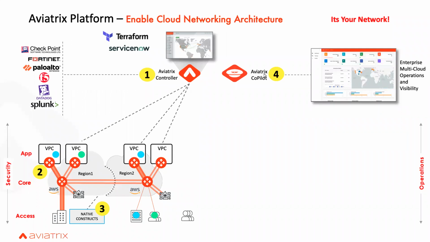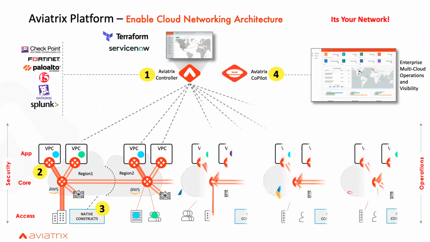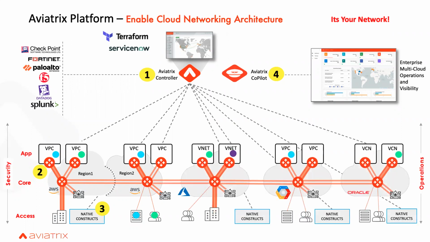Now, on the right-hand side, we have Aviatrix CoPilot. This is providing advanced enterprise multi-cloud operations and visibility. Because if you are dealing with one cloud, or even if you are in multiple clouds, this controller and this architecture takes care of all your cloud networking needs and provides you the visibility and control that is demanded by the enterprises. Important thing to remember is that this is your network. Whenever you deploy these components, they are deployed within your accounts, in your subscriptions, and in your projects. So you have complete and total control of this architecture.